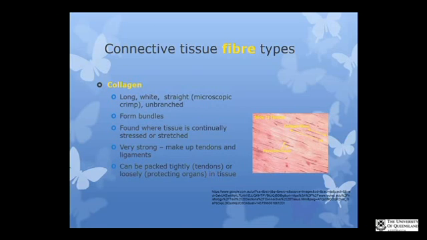It's very strong. It makes up tendons and ligaments. It can be packed tightly in tendons, or it can be packed loosely, and those are in protecting organs. And here is an example of some collagen fibers. And you can see that looking at them, they look as though they're lots of straight fibers together.